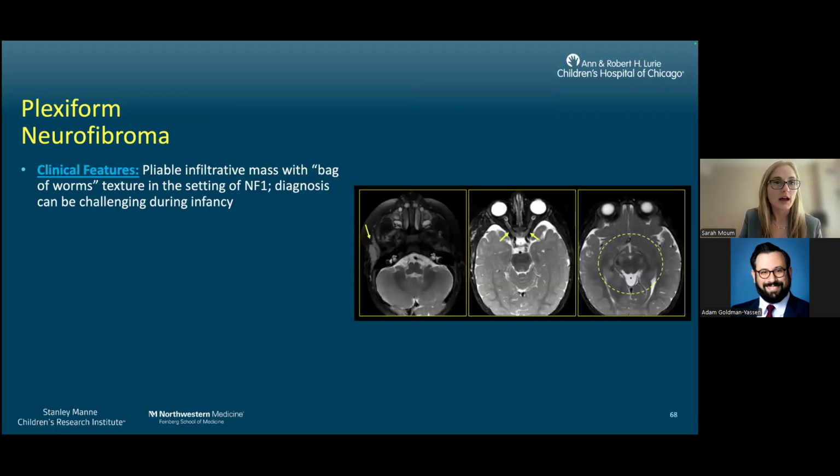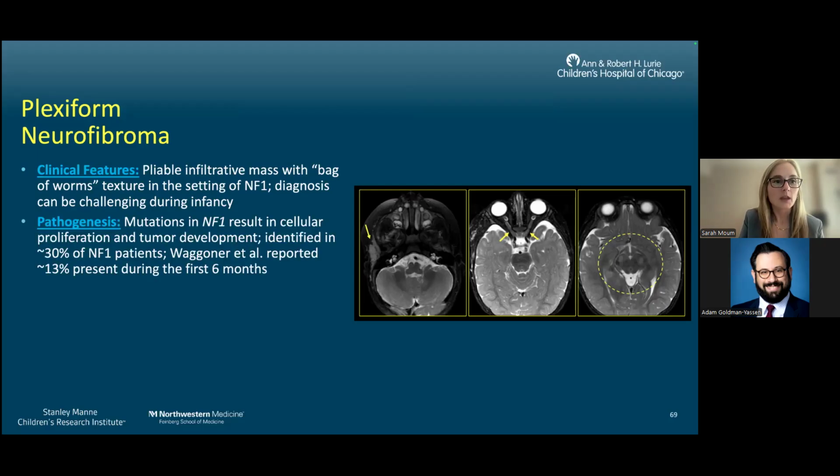Okay, so moving on from fibrous lesions, we'll talk about plexiform neurofibroma next. These are pliable infiltrative masses. They talk about the bag of worms texture that you can feel on physical exam, and these are seen in the setting of neurofibromatosis type 1. Admittedly, diagnosing a plexiform neurofibroma, which may be more apparent in older patients and adolescents, can be challenging during infancy, at least on physical exam.